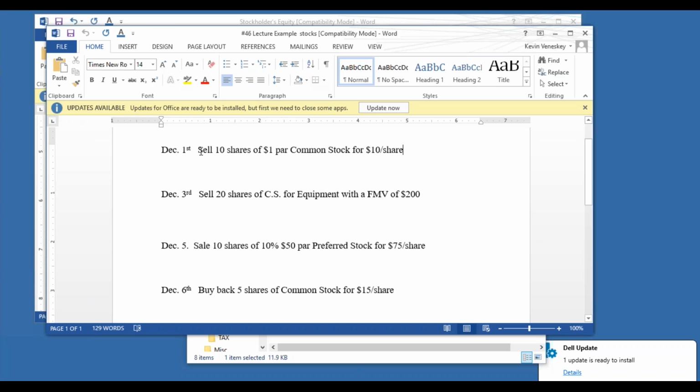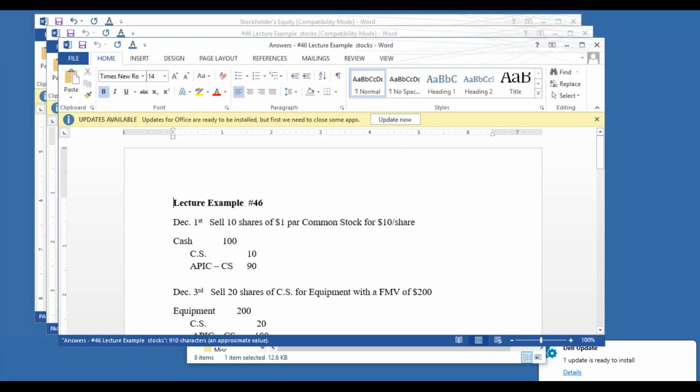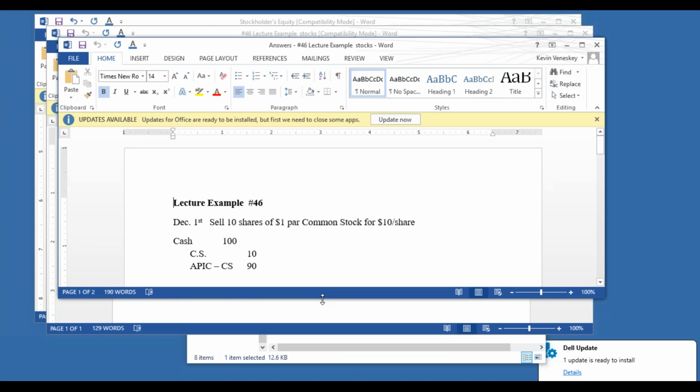I need to ask myself, what is the company getting? Our normal debit question. If I sell stock, most of the time I'm going to be getting cash. So that would be my debit, a debit to cash. And then our credit, pull up our answer. Our credit is to common stock. But note that it's listed here at the par value, 10 shares times $1 par.